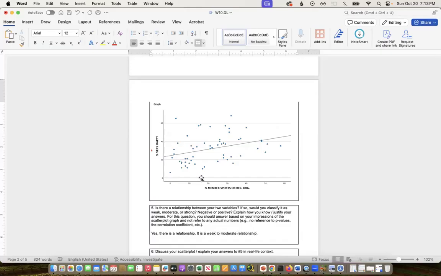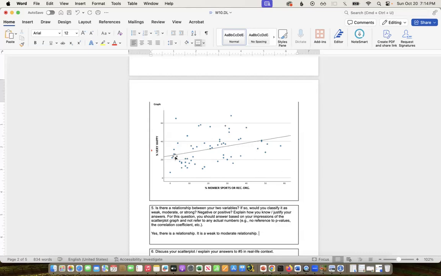So if I know the percent of a country that participates in sports or recreational organizations, let's say it's 20%, right? You can see there's a lot of variation. It could be 15% say they're happy. It could be a majority say they're happy, right? So I'm not going to make amazing predictions. It could be just under 40%. However, I am going to make better predictions than if I didn't know this at all. There is a general trend, right? That as this is increasing, we're seeing this increase as well.